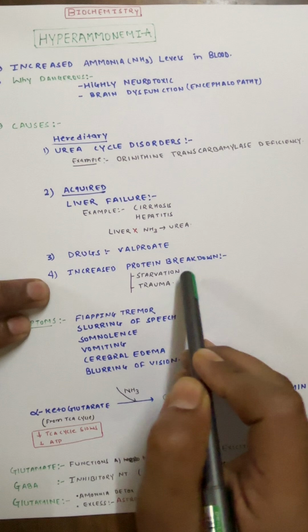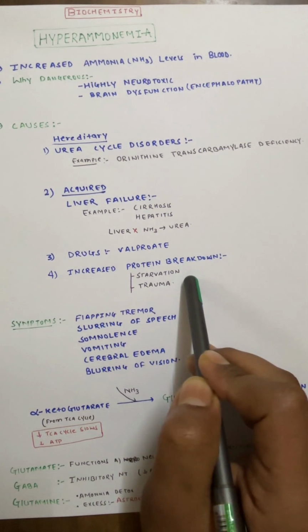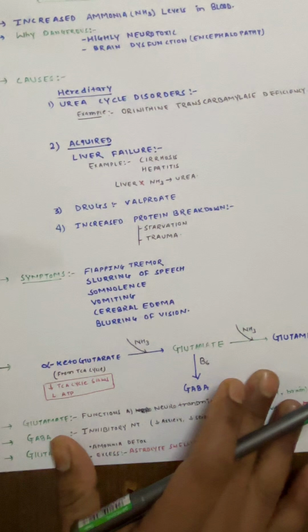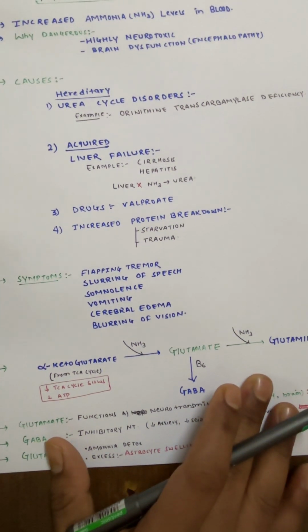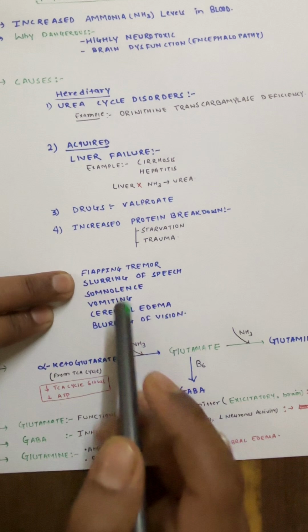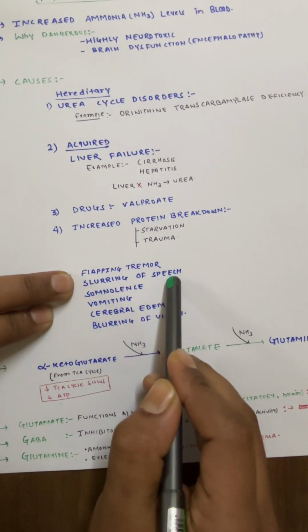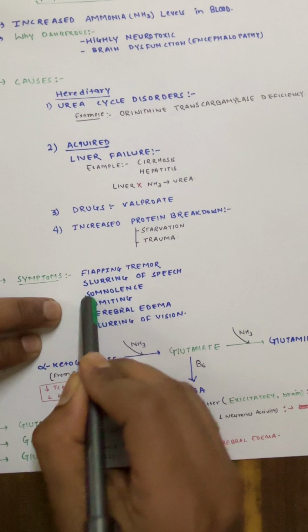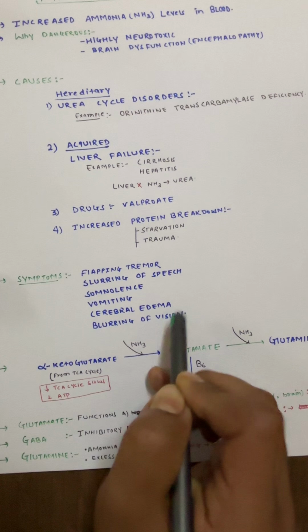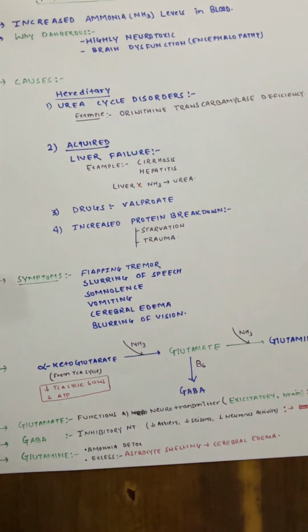Now suppose there is increased protein breakdown. If anyone is in starvation, or because of trauma the protein breakdown increases, then it also causes hyperammonemia-like conditions. Now let's talk about the symptoms we get in a patient with increased ammonia levels in the blood. The patient will have flapping tremor, then slurring of speech, then somnolence, then vomiting, cerebral edema and blurring of vision. These are all the symptoms we'll get in a person with high ammonia levels in the blood.